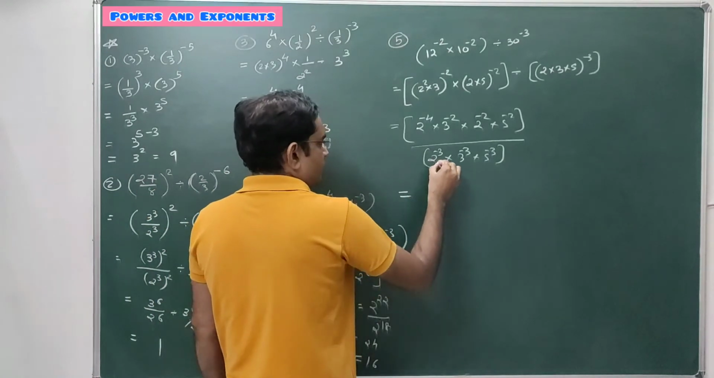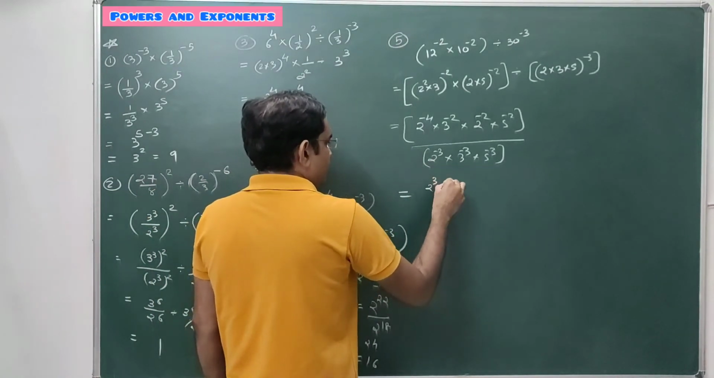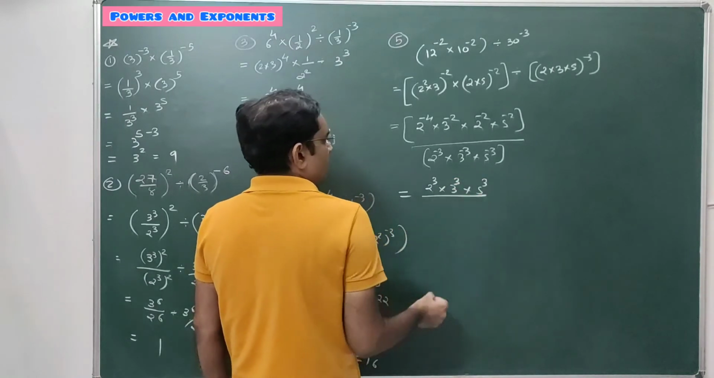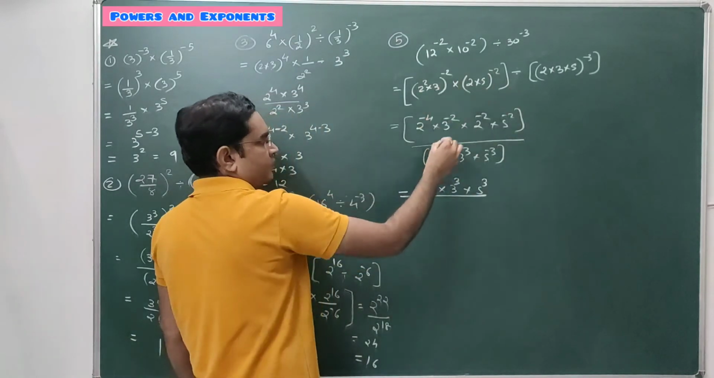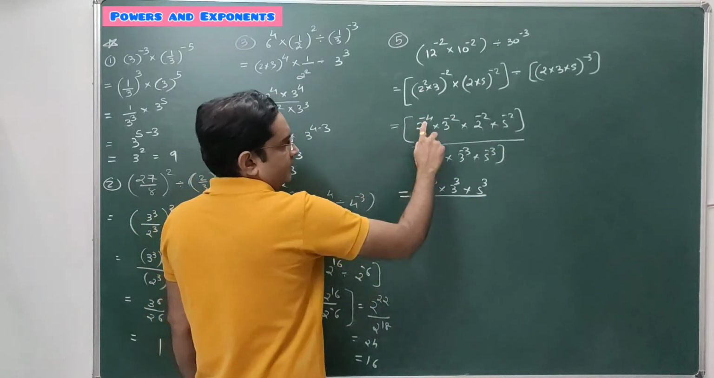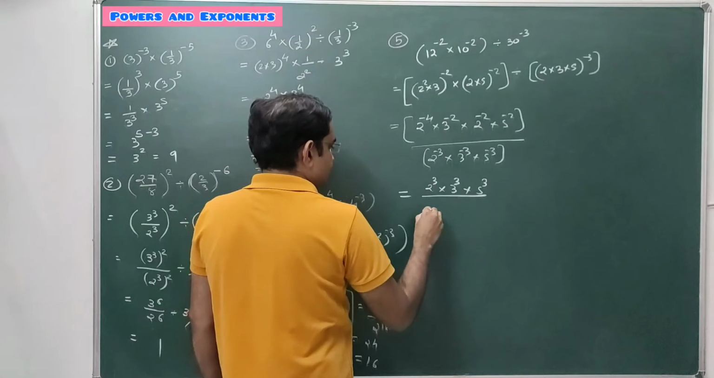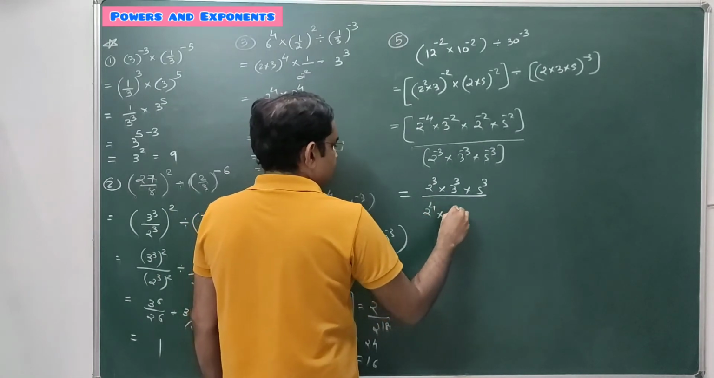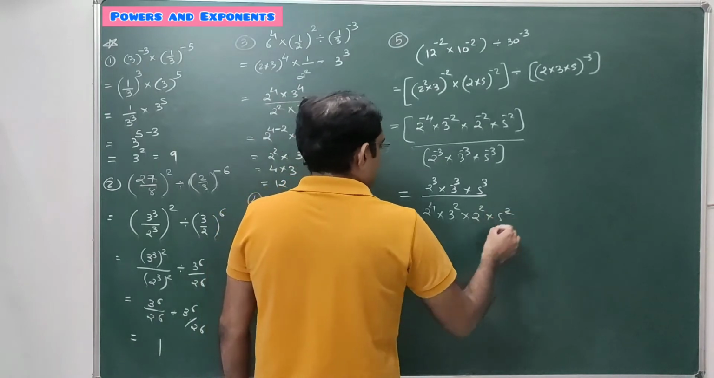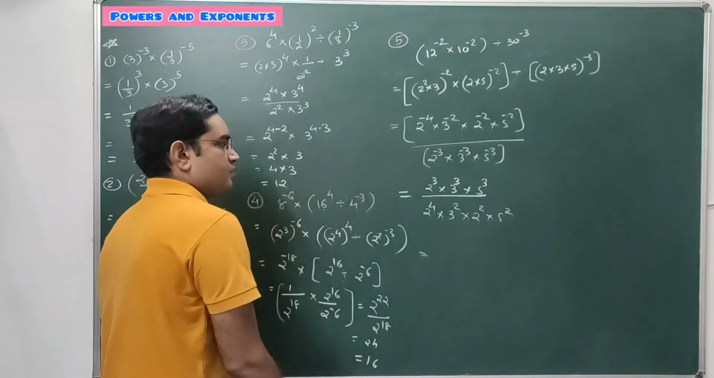So this is equal to, ये सारे पॉजिटिव लिखना है. 2 cube, 3 cube, 5 cube upon, है ना. डिनोमिनेटर न्यूमरेटर में गया तो ये सारे नेगेटिव पावर पॉजिटिव. ये न्यूमरेटर डिनोमिनेटर में आएगा तो ये सारे नेगेटिव पावर पॉजिटिव. 2 raised to 4, 3 square, 2 square, 5 square. Simplification.